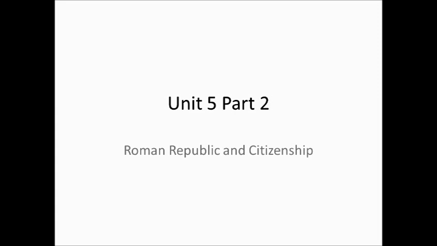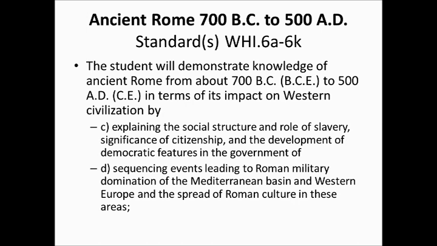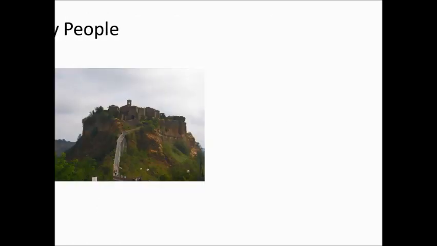All right, Unit 5, Part 2, we're going to talk about the Roman Republic and citizenship. If you look at your SOL, the student will demonstrate knowledge in ancient Rome, and it talks about the social structure, the role of slavery, the significance of citizenship, the development of democratic features in the government. We'll also talk about how the Roman military leads to the domination of the Mediterranean basin and Western Europe, although most of that comes in the next video.